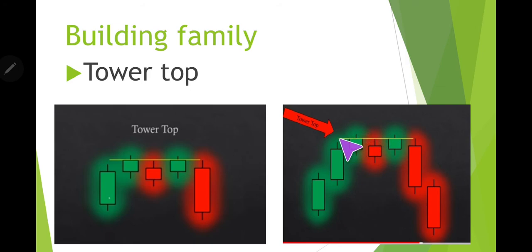So that means that the bulls are exhausted, the power of the bulls is depleted there, and the market might be ready to reverse to the downside. So this is called the tower top.